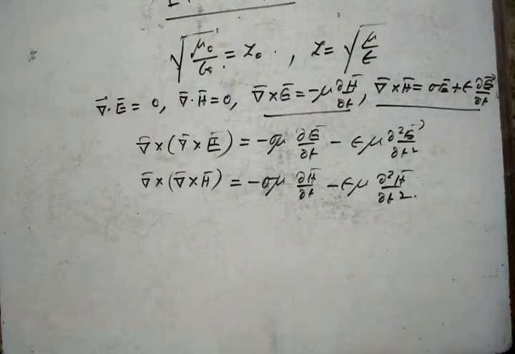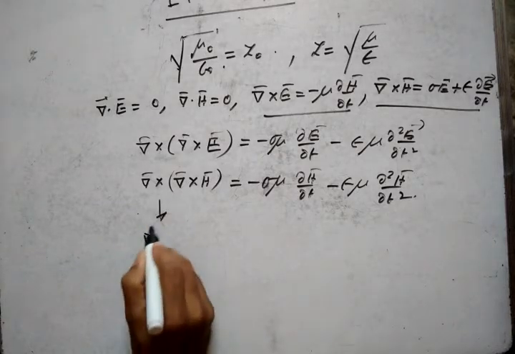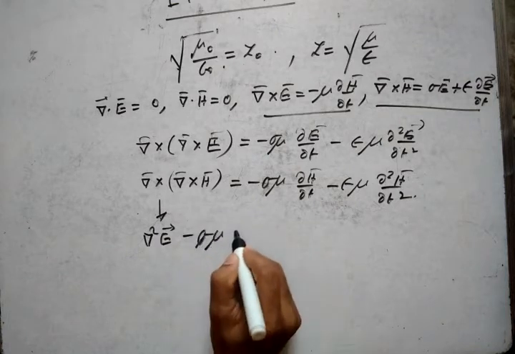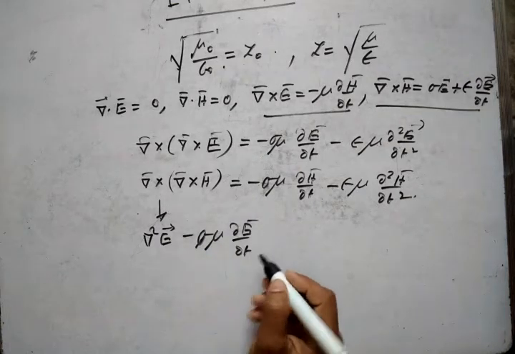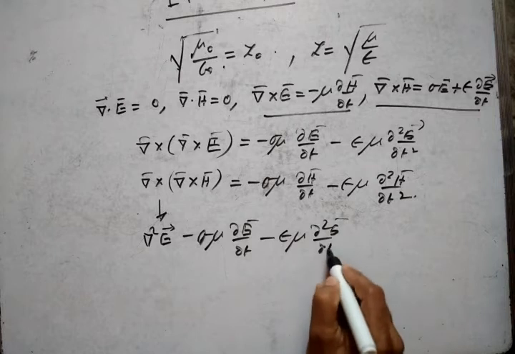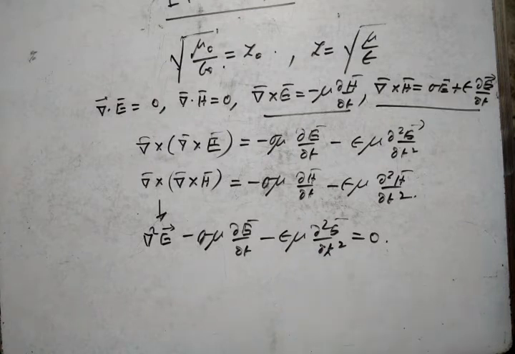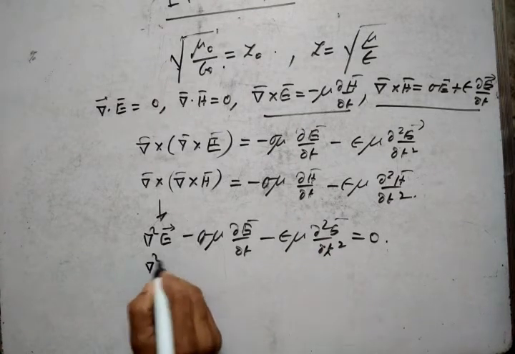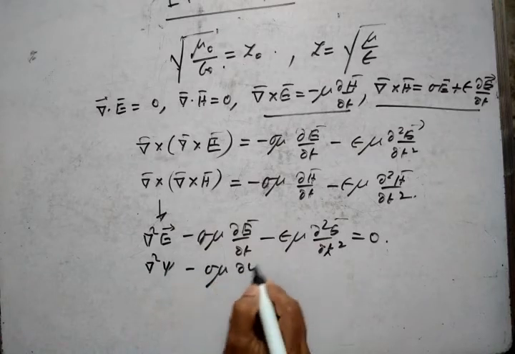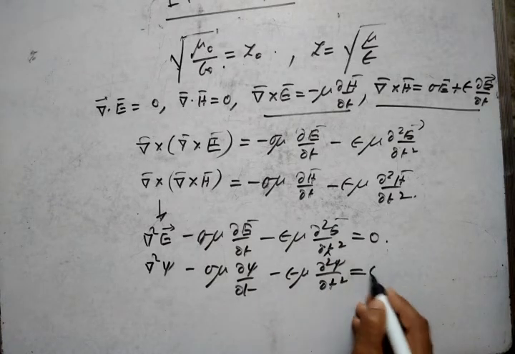By using the vector identity, curl curl of A equals grad of divergence A minus grad square A, we can get grad square E minus sigma mu del E del T minus epsilon mu del 2E del T2 equals 0, and also a similar equation for H. We can generalize this equation as grad square psi minus sigma mu del psi del T minus epsilon mu del 2 psi del T2 equals 0.